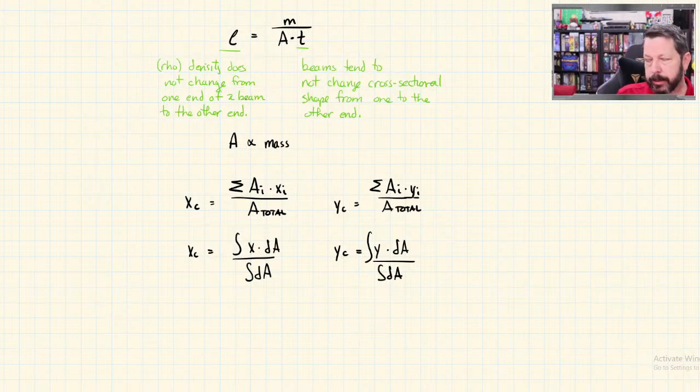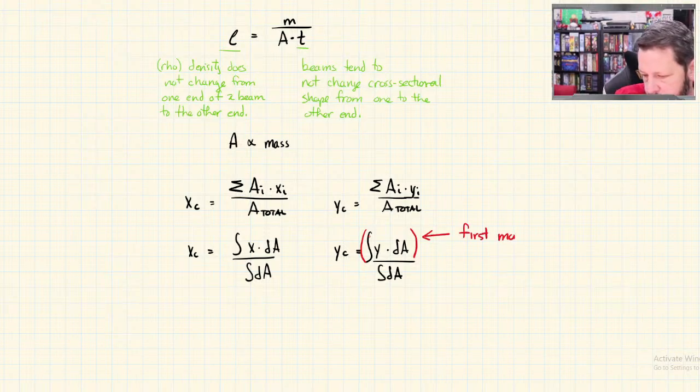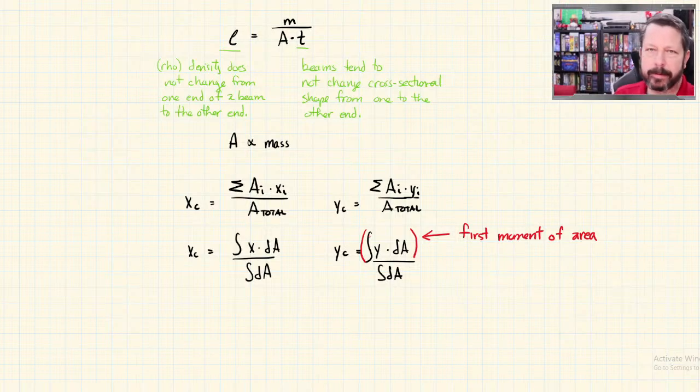So sometimes we'll do one problem where we use the integration just so you can see how it works. Most of the time, though, we're going to use the discrete, the summations. There is a special term here. This numerator is called the first moment of area. So that's kind of a weird combination.